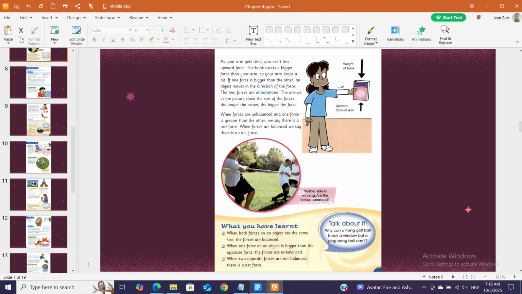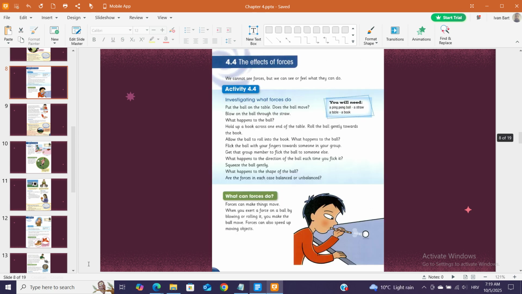What you have learned: when both forces on an object are the same size, the forces are balanced. When one force on an object is bigger than the opposite force, the forces are unbalanced. When two opposite forces are not balanced, there is a net force. Talk about it. Why can a flying golf ball break a window but a ping pong ball can't?